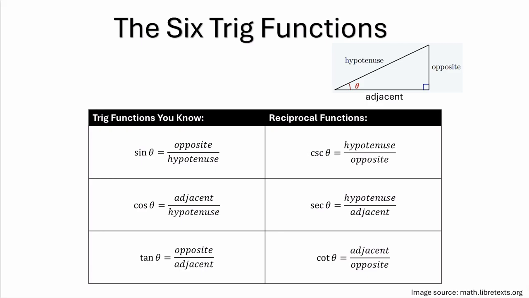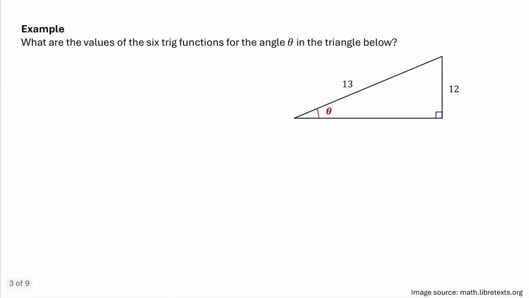What you do is you basically take these original trig functions and you just flip them upside down, right? You find the reciprocal. So sine theta is opposite over hypotenuse, and the reciprocal is cosecant theta, hypotenuse over opposite. Cosine theta has a reciprocal, secant theta, and tangent theta has a reciprocal, which is cotangent theta. So let's try this example.